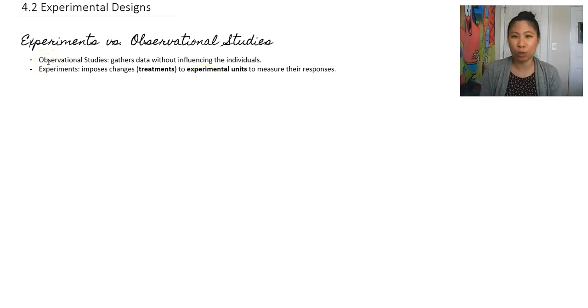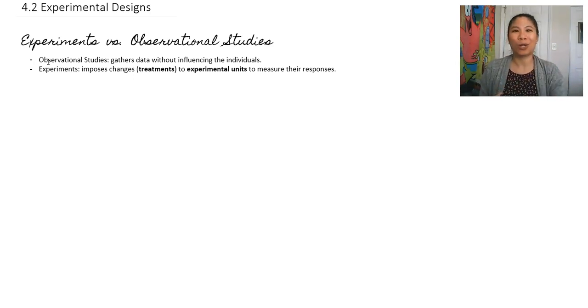We're only allowed to observe them, no messing with them or changing anything about their situation, their environment. But then in an experiment, that's exactly where we want to start changing those things. So we're going to impose some sort of change to it. Maybe they're called treatments. So we change something so that we can observe their behavior after those changes.